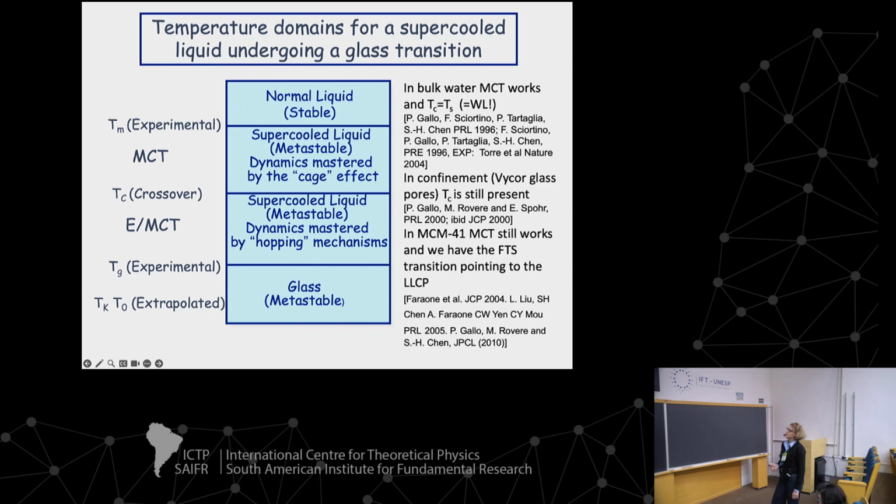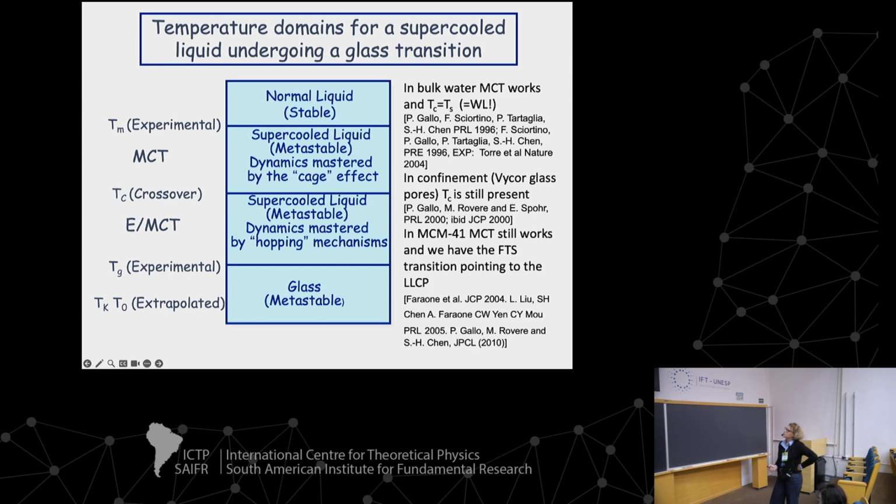Let's remember what happens in a normal liquid, because this is more focused on water, and probably during my talk I didn't have time to say too much on that. When you undergo a supercooled liquid, generally undergoing a glass transition, it passes through a supercooled liquid in which the dynamics is mastered by the cage effect. This is a type of structural relaxation. And then when you cross to another regime, which is the one mastered by hopping.